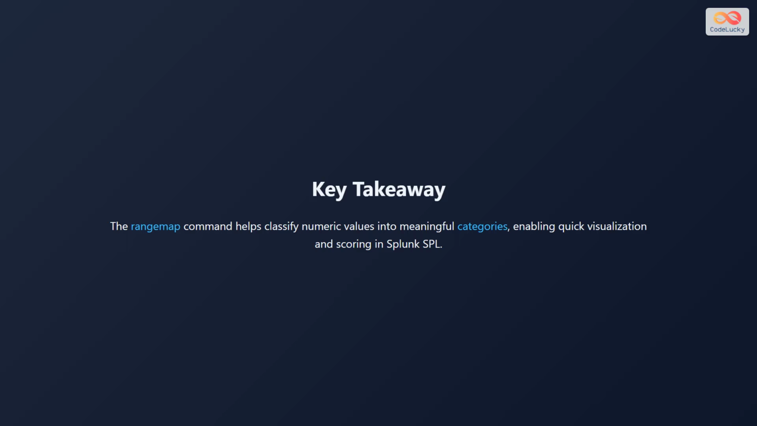The rangemap command is a powerful tool to convert numeric values into meaningful categories. This makes it easier to visualize data, perform scoring, and gain insights within Splunk's search processing language.